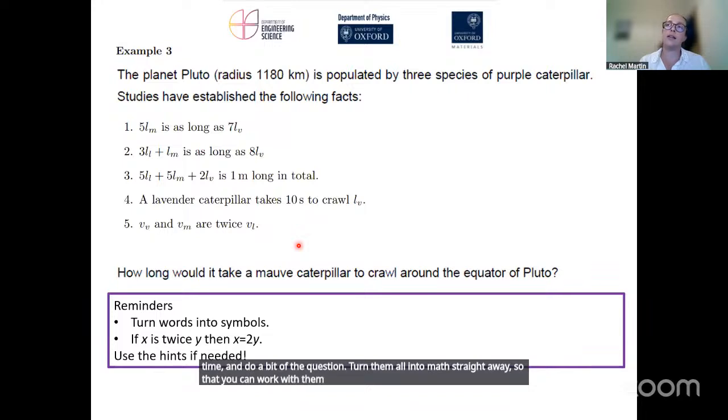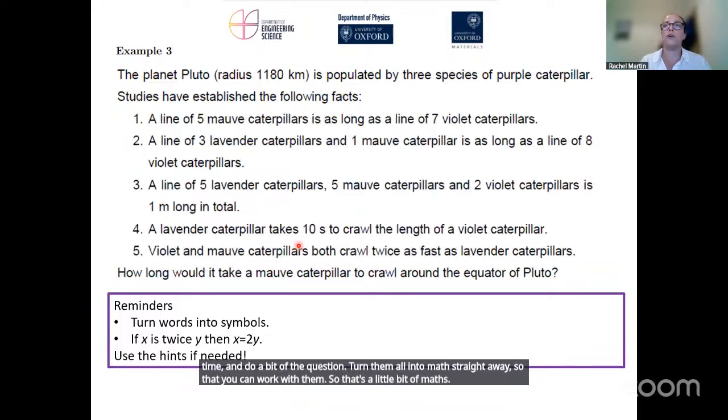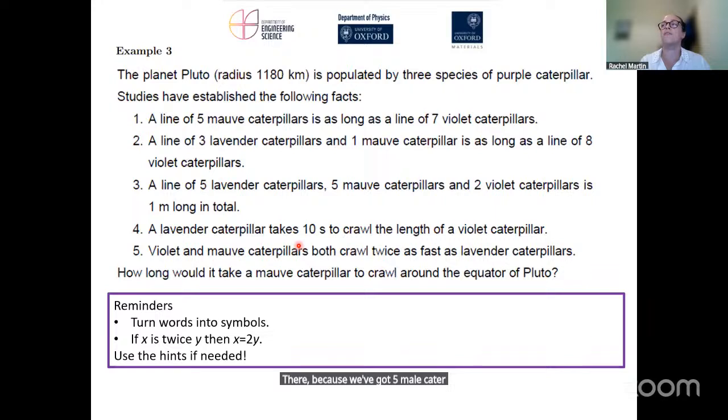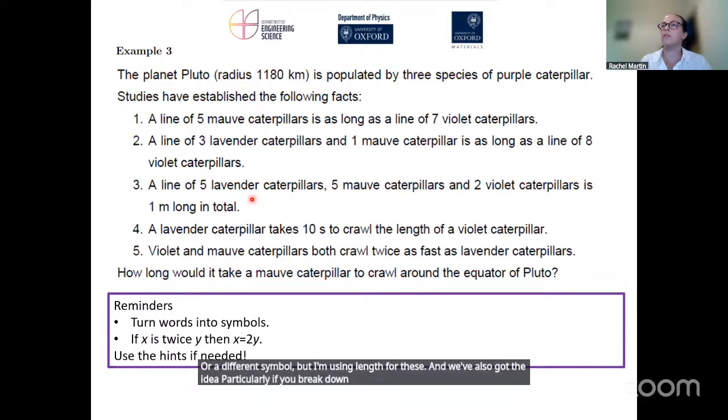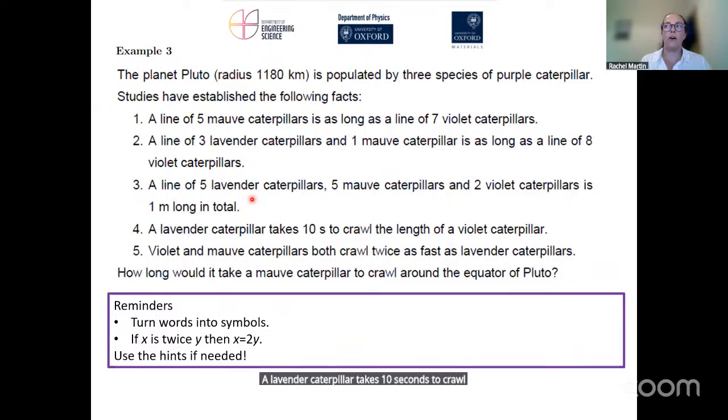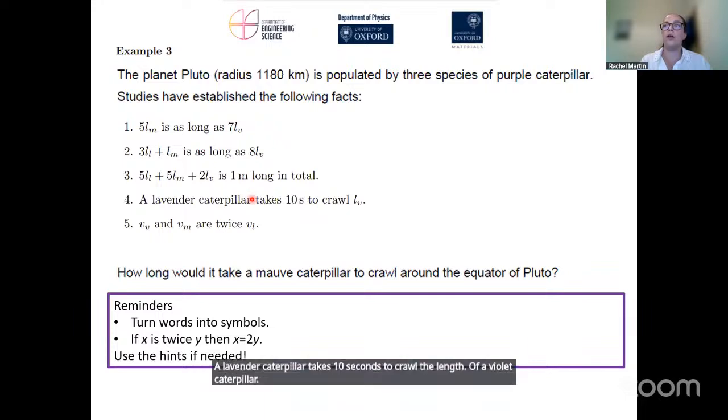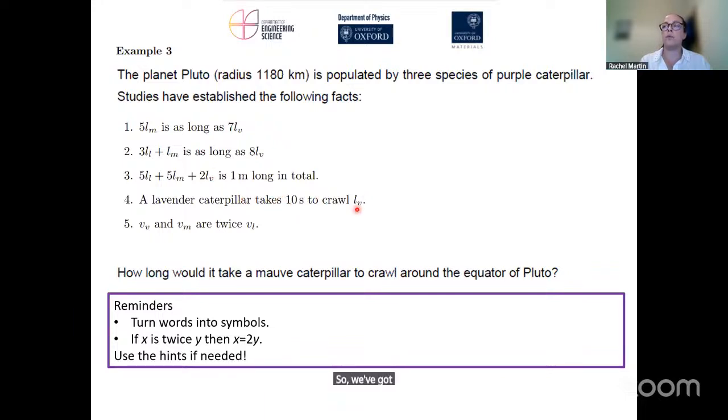So that's a little bit of maths there, because we've got 5 mauve caterpillars as long as 7 violet caterpillars. As long as is talking about length, you might have used distance or a different symbol, but I'm using length for these. And we've also got the idea, particularly if you break down statement number 4, sorry. A lavender caterpillar takes 10 seconds to crawl the length of a violet caterpillar. So we've got that statement with length involved.